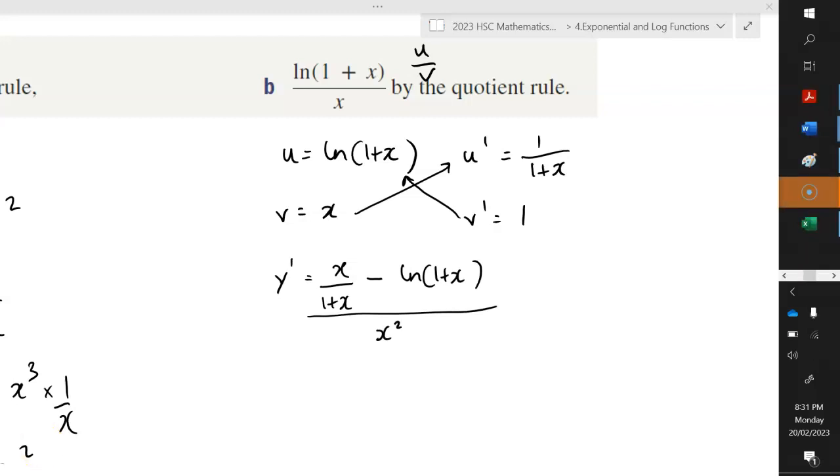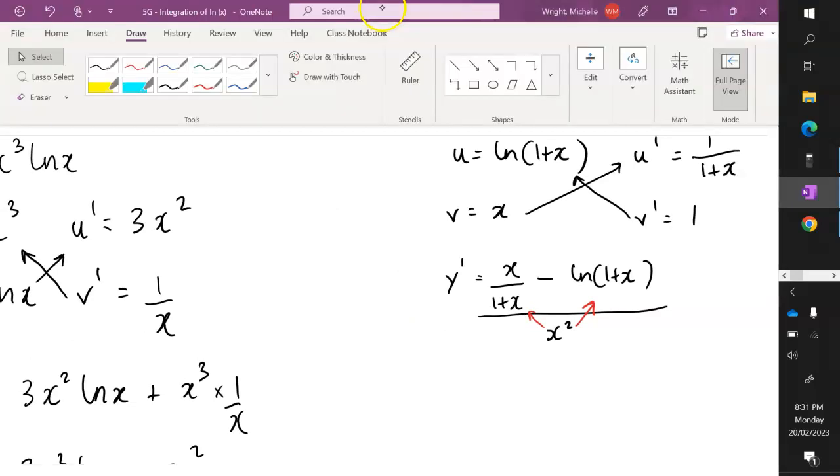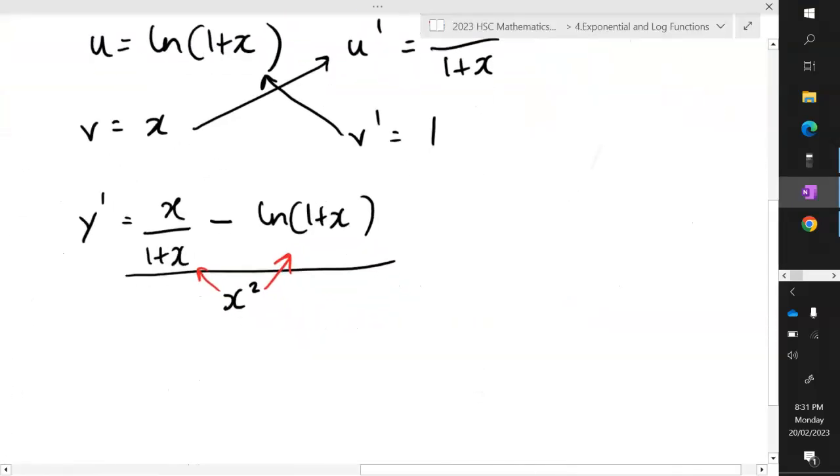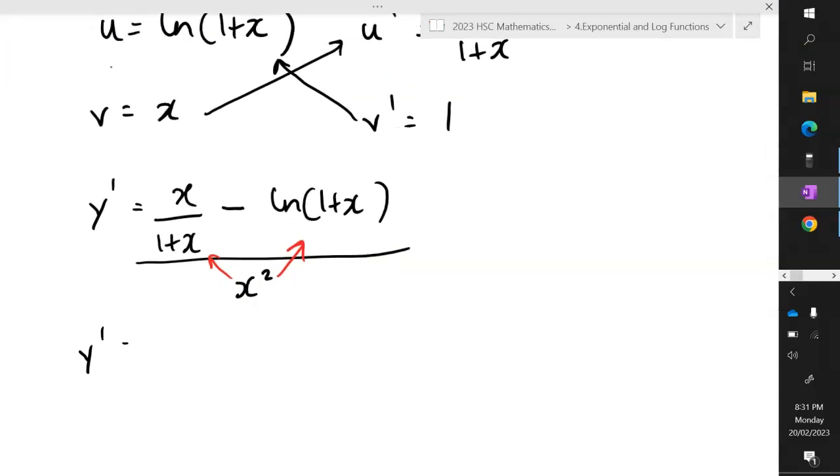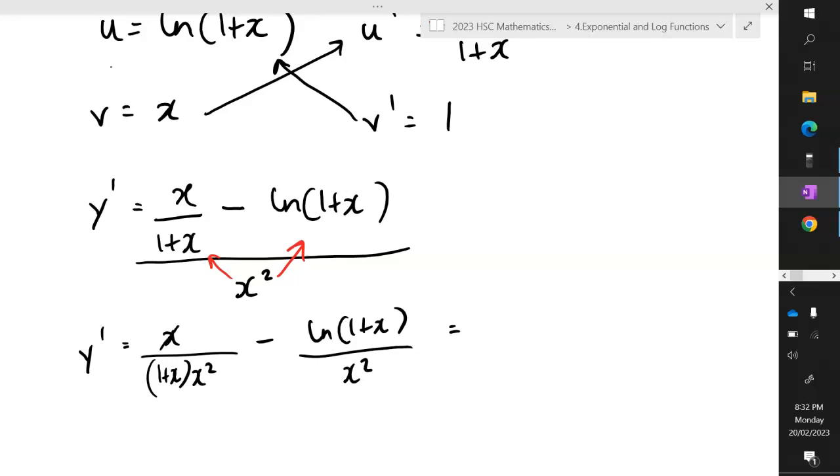So I need to neaten that up a little bit because I can't leave it like that. So I'm going to divide the x squared into each part above and see if that's going to simplify my question for me. So let's do that. We're going to end up with y dash equal to x over 1 plus x on x squared, minus ln of 1 plus x on x squared, which equals, on this side, these x's are going to cancel out. So we've got 1 on (1 plus x) times x, minus ln of 1 plus x on x squared.